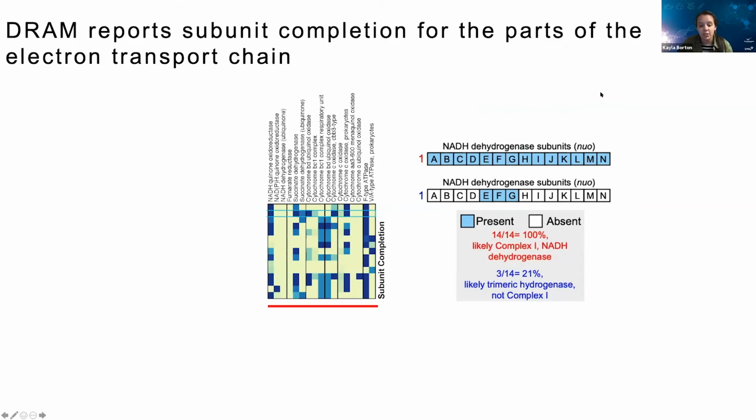The subunit completion is focused on the electron transport chain. DRAM considers the number of subunits required for a given complex and then reports the completion for the subunits. Here I'm showing you NADH dehydrogenase. For one genome, this NADH dehydrogenase is 100% complete, so it has all of the subunits for this enzyme, and for another genome, it is not complete and in fact only has 3 subunits. This becomes really important because having specific subunits annotated as NADH dehydrogenase could be indicative that this is in fact not an NADH dehydrogenase, but a trimeric hydrogenase.